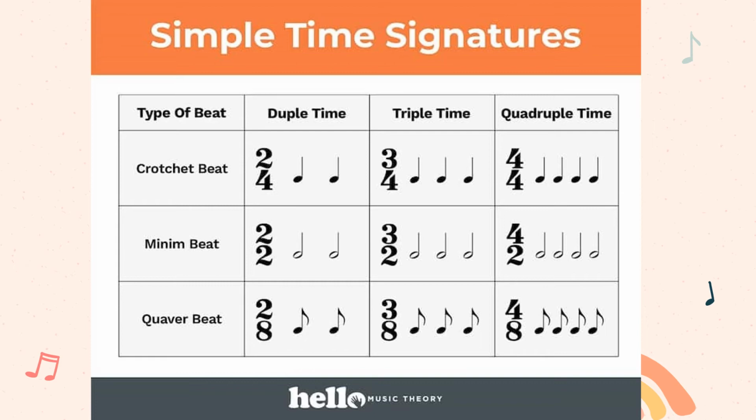Now, the type of beats. The beat is determined by the lower number. If it is 4, the beats in that time signature are the crotchet beat. If the number below is 2, those are the minim beat. And if it is 8, those are the quaver beat. Okay, please do not be confused. Use the keywords so you can easily memorize or familiarize yourself with them.